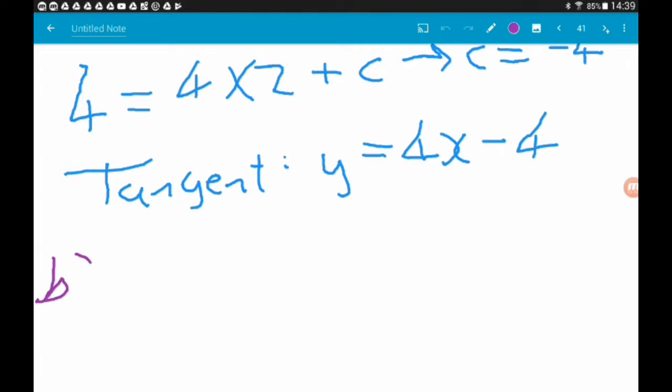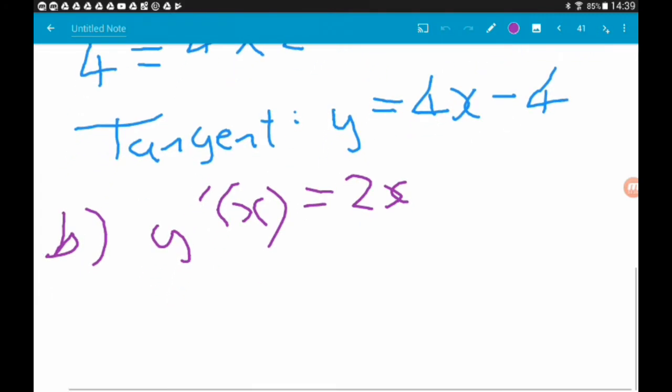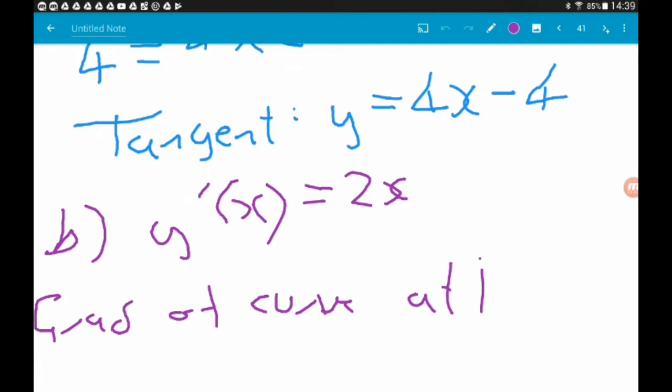Okay, now for part B, we're going to find the normal. We know that the gradient function y dash of x is 2x. And we know the gradient of the curve at point P is equal to 4.